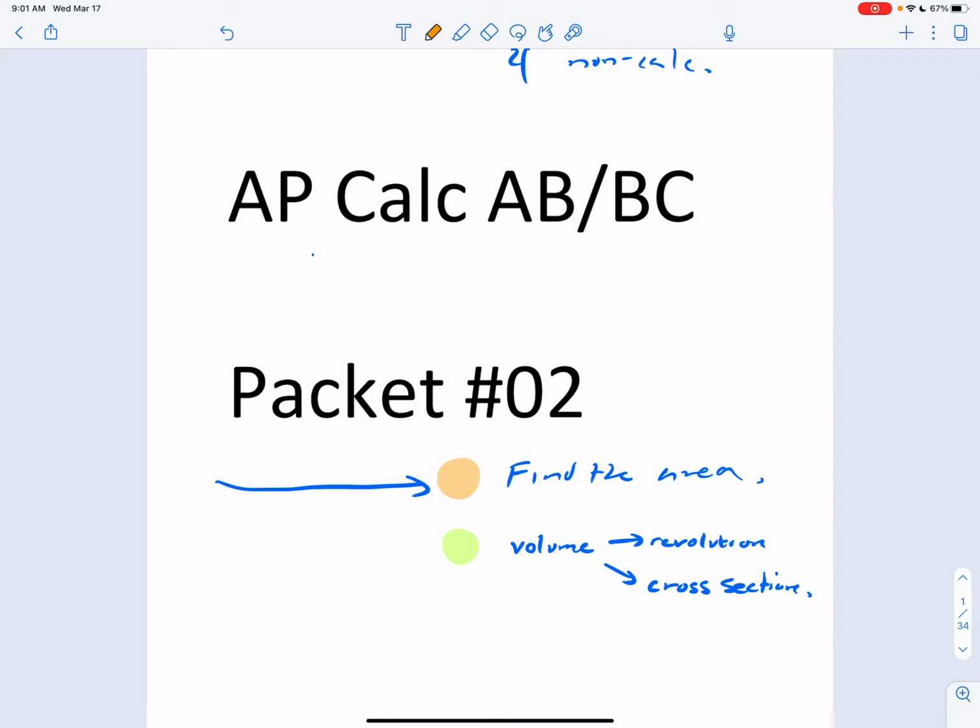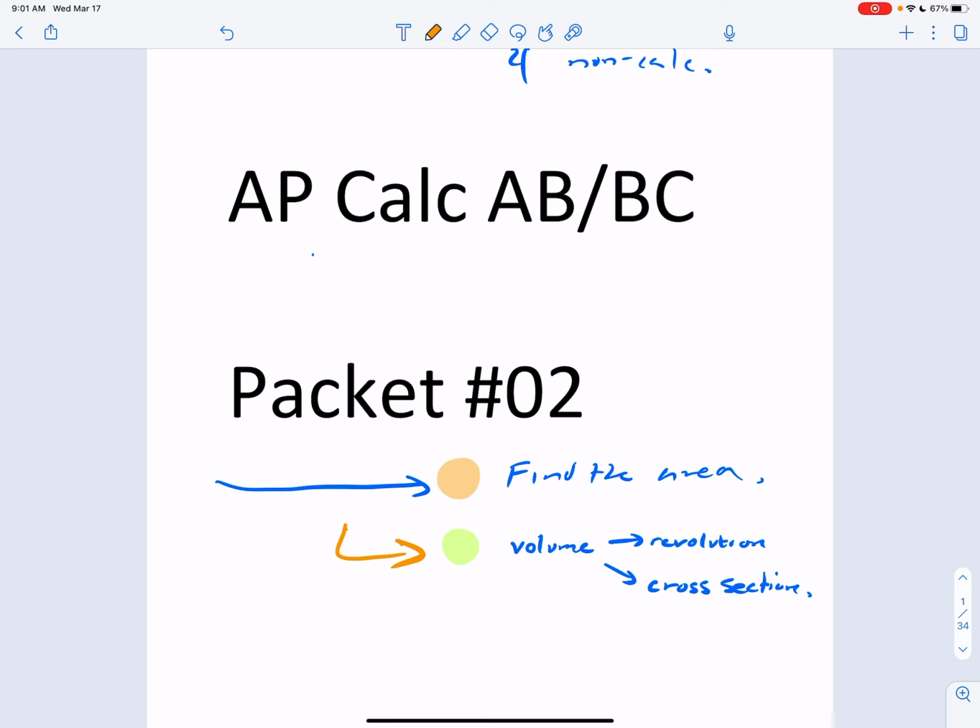Okay, here's the big meat of the problem, okay? The second trend, finding the volume. Whether it's a revolution problem where you're rotating a shape or cross sections, you could earn a lot of points, okay? I'm going to focus heavily on the setup because that's really where the majority of your points are.